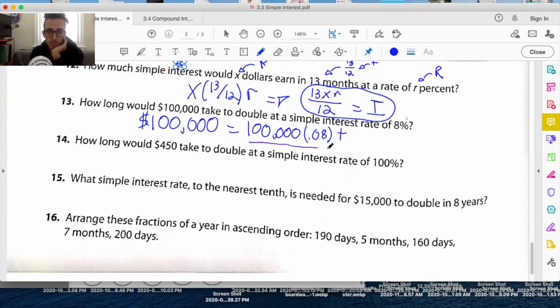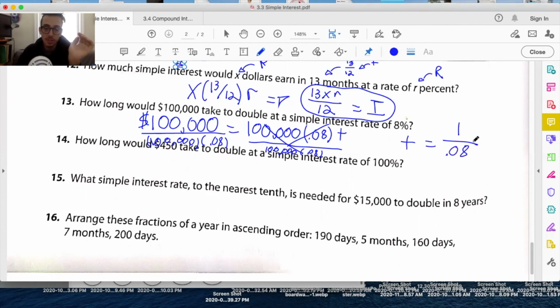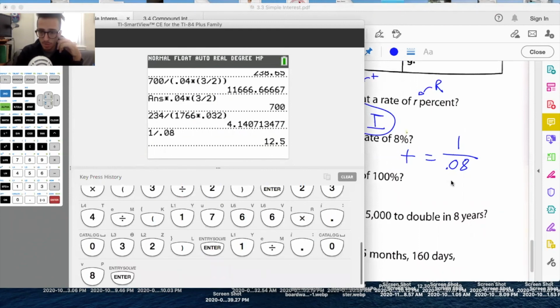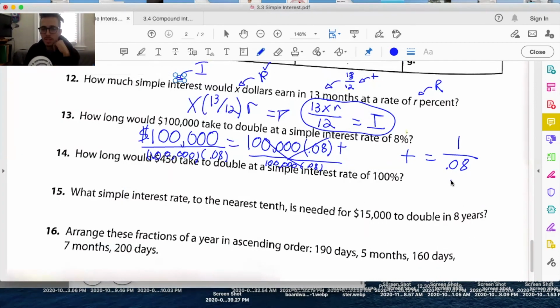So divide both sides by this. And move on with your life. You'll soon see that the 100,000 cancels and you're just left with 1 over 0.08. So t equals 1 over 0.08. And I'll entertain this. I'll actually use the calculator for it. I'm not above it. So 1 divided by 0.08, approximately 12.5 years. Wow, I wish my interest rates were that. So approximately 12.5 years.